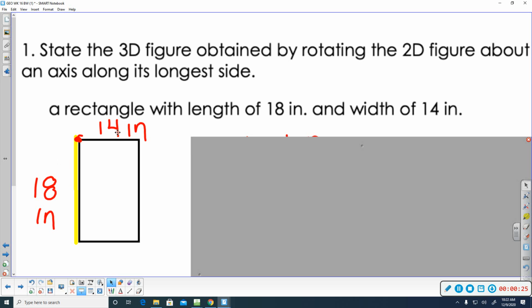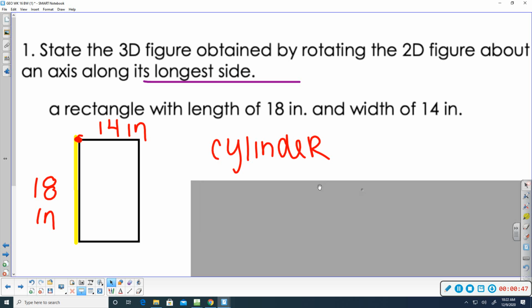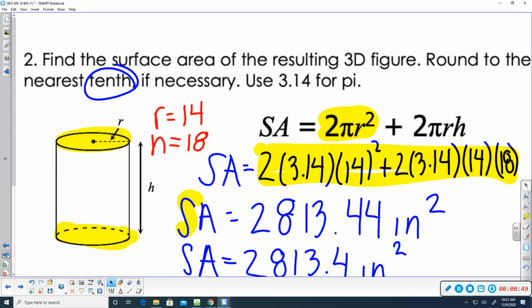And now they're telling us that we are rotating it about its longest side. So that means we're going to rotate it on an axis that's about this 18-inch side. So the part that I have highlighted in yellow, this point here is going to be a fixed point. It's going to stay there. And we're going to take the rectangle and rotate it about that point. When we do that, the resulting 3D figure is going to be a cylinder.